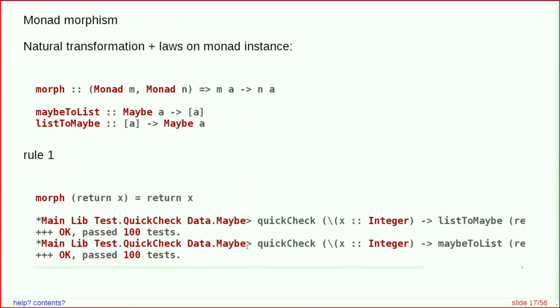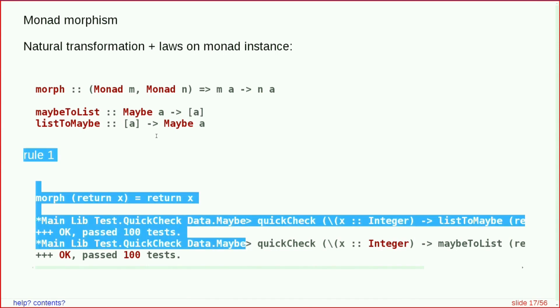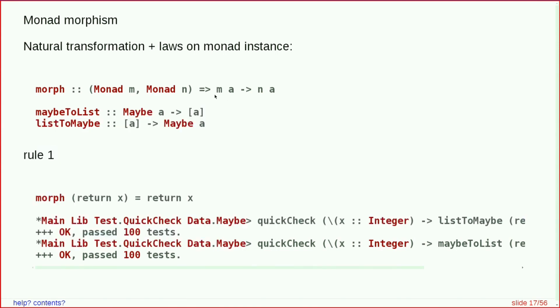Okay, that's cool. But that's just on functors. You need functors for monads, but monads have this extra bit of structure. There's a thing quite like a natural transformation called a monad morphism, which looks like this. It's going to go from some monad to another monad. So again, we've got maybe to list and list to maybe. Are those going to be monad morphisms? What are the rules for a monad morphism?